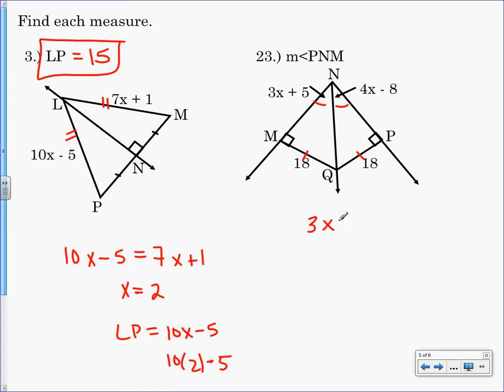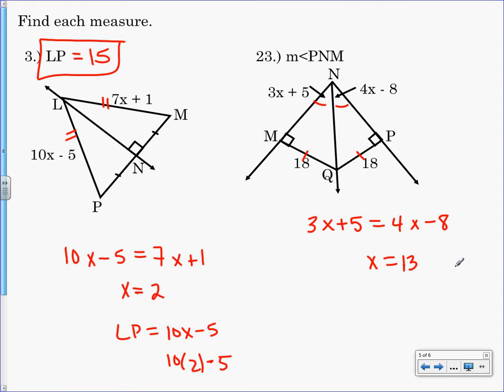Set them equal. 3X plus 5 is equal to 4X minus 8. You guys solve for X. What did you get? Say it again. 13? You should get 13. If you didn't get it, try it again. Does anyone need help?